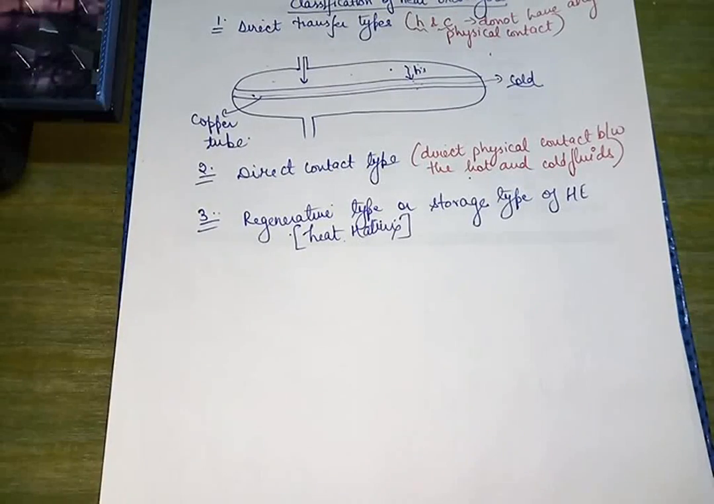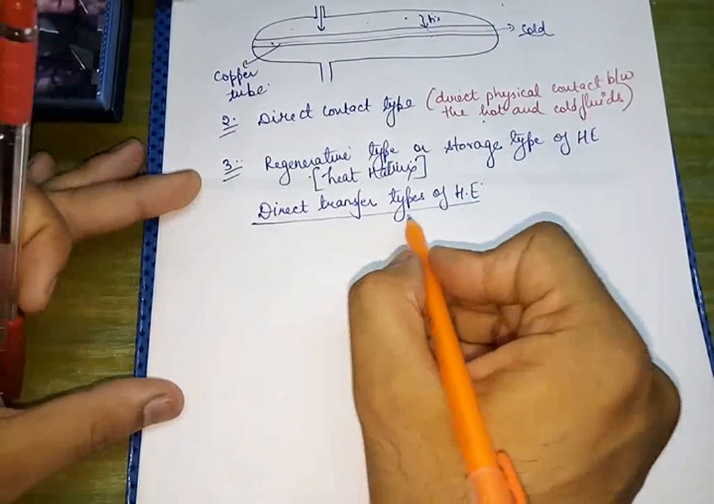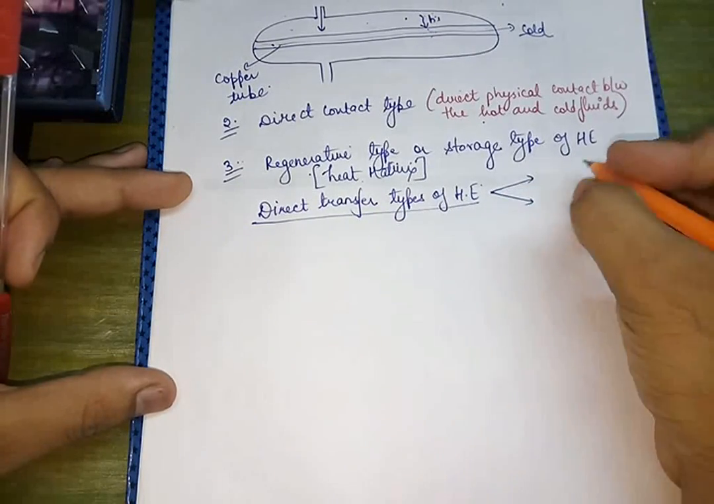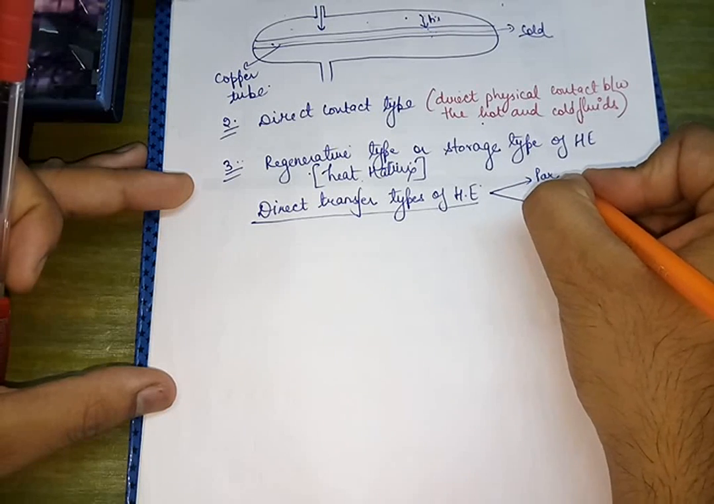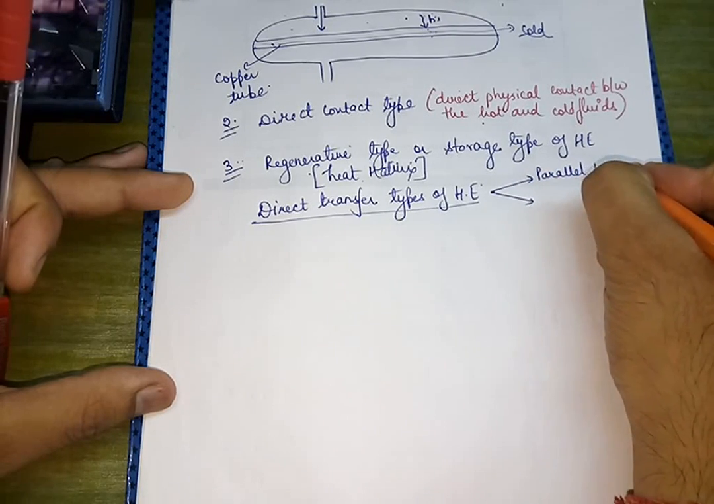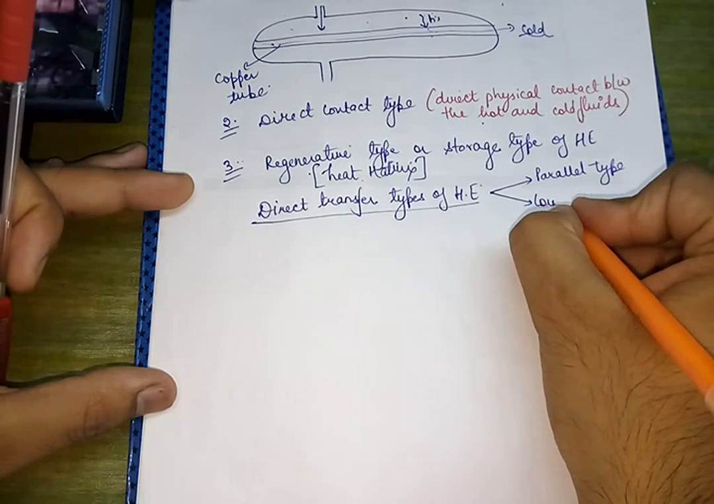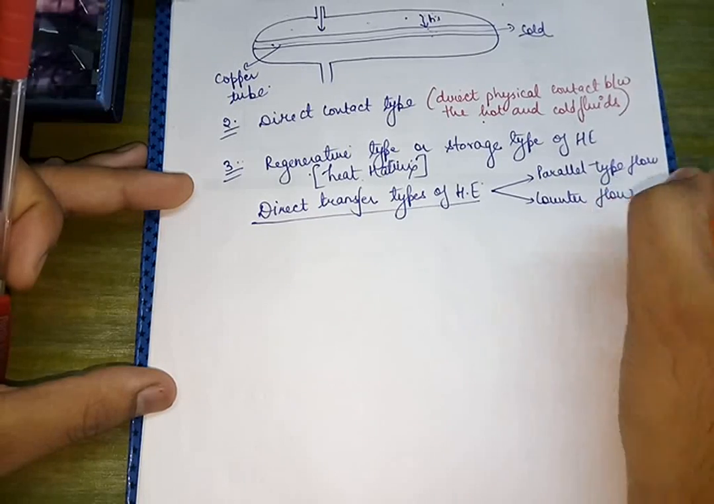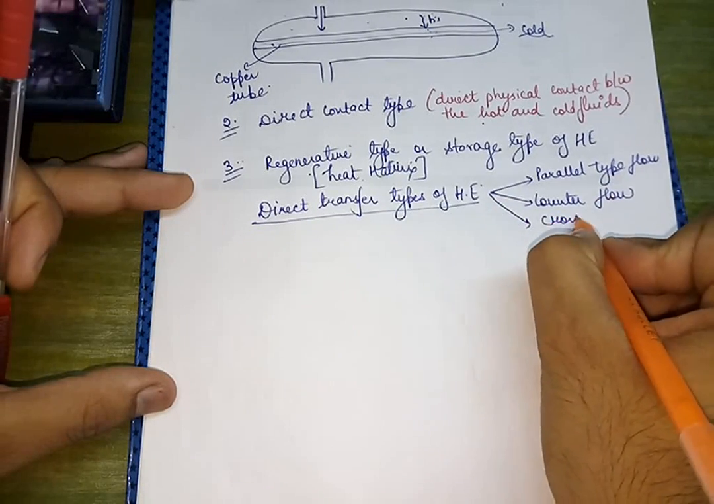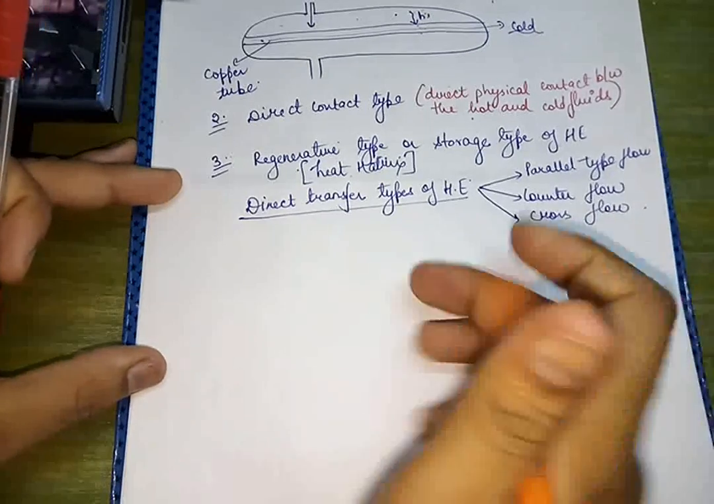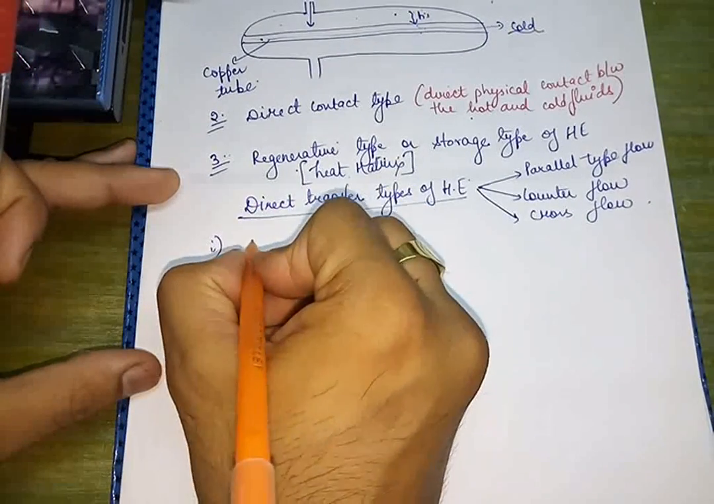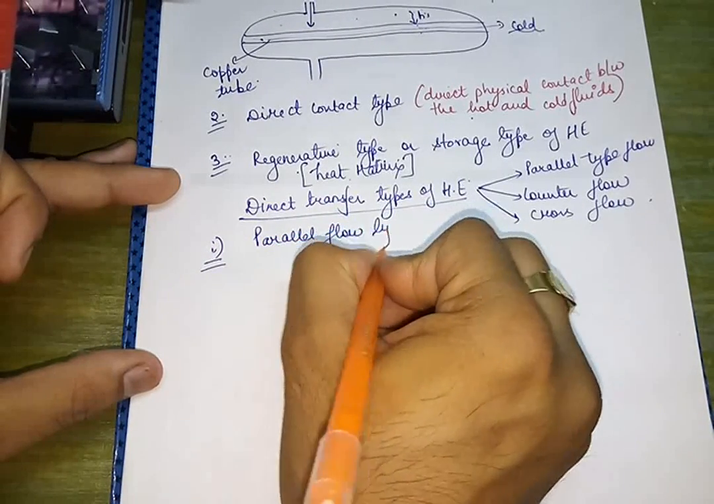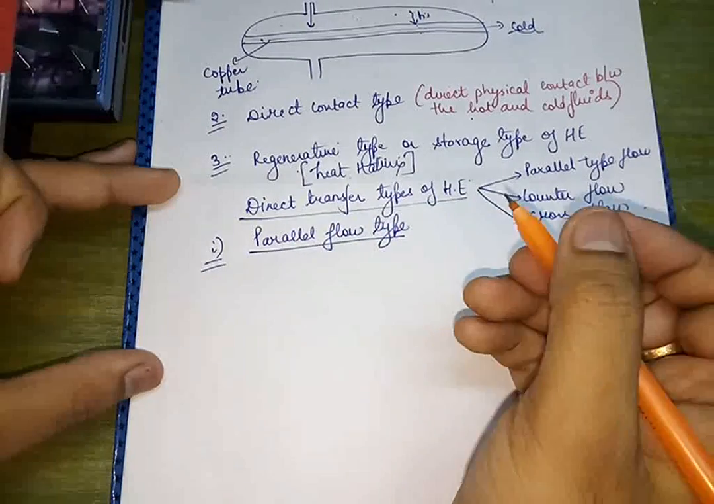Okay, now we come to the direct transfer types of heat exchangers, and they are further classified into three categories. The first is the parallel flow type. Second is the counter flow, and third is the cross flow. So we will start with the first category, that is the parallel flow type.